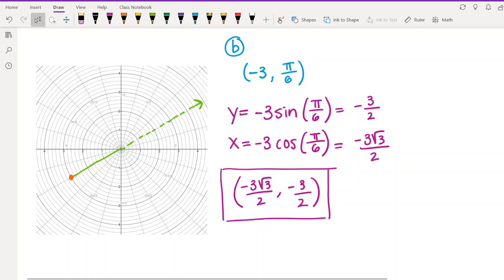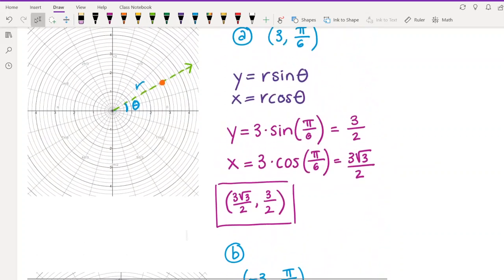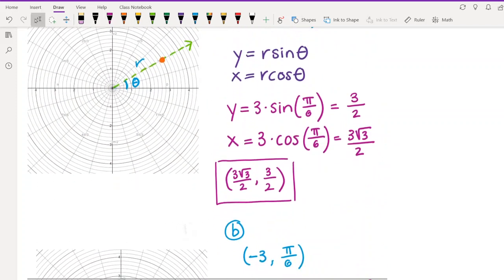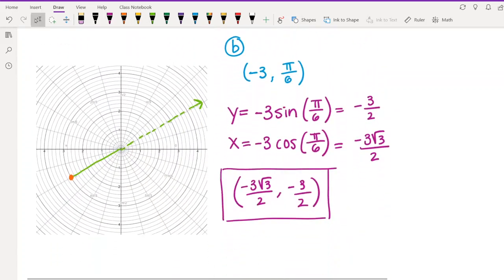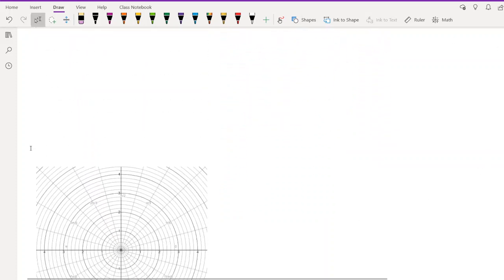found in the previous question was just the positive version of that. And that's because it's really kind of in the same location, but in quadrant 1. So now that we're in quadrant 3, both things are negative, but it's kind of the same position, similar to the first one. Okay, so last one I want to do.